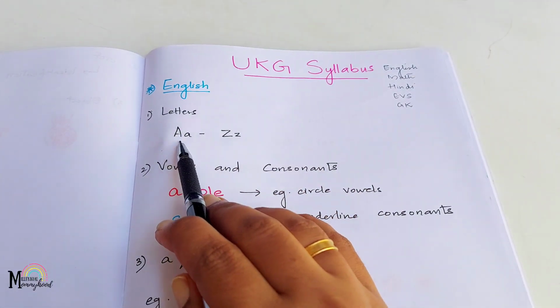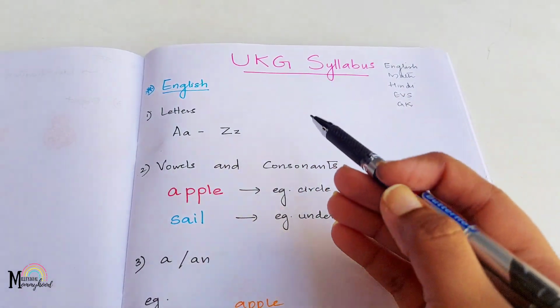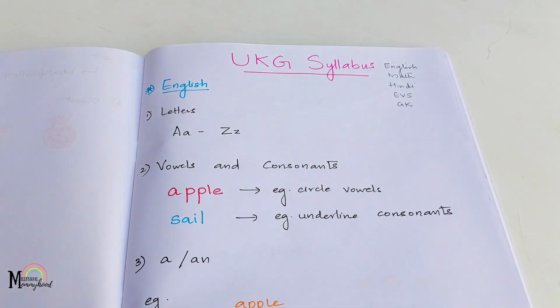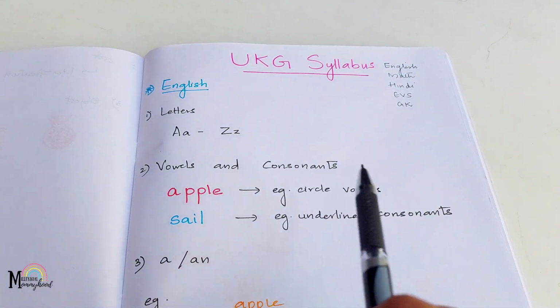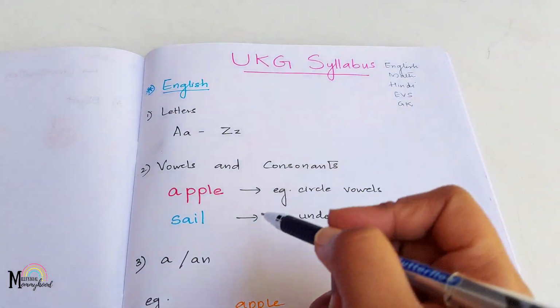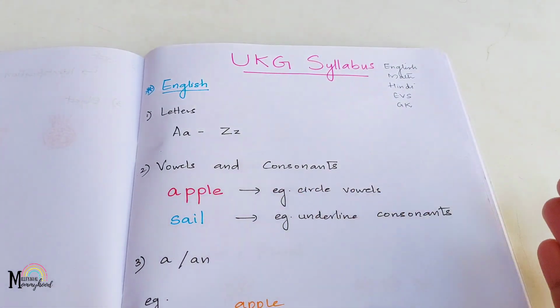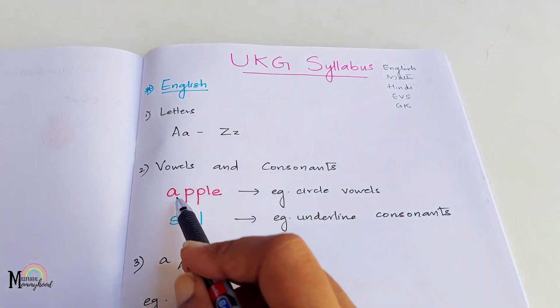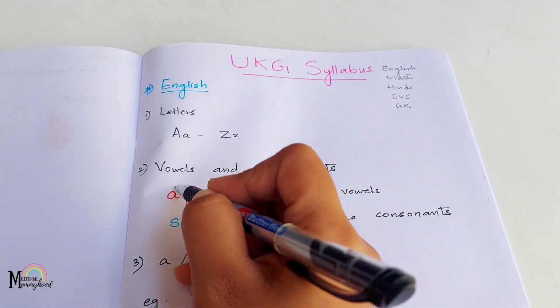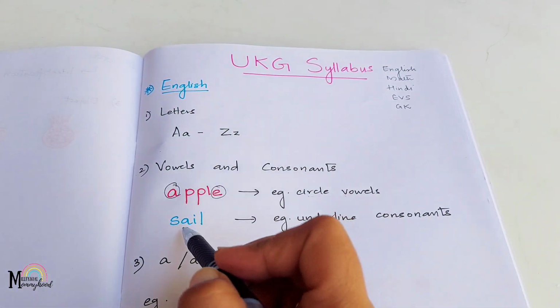Let's start with English. They have capital and small letters from A to Z. It's a revision of whatever they have done in the previous class. So they are given a lot of different activities of identification, matching, writing and so on. Next comes vowels and consonants. So they are told that A, E, I, O, U are vowels and every other letter is a consonant, and then they are given different words in which they have to circle or underline the vowels and consonants.